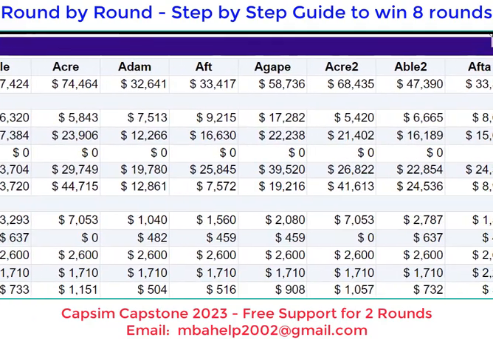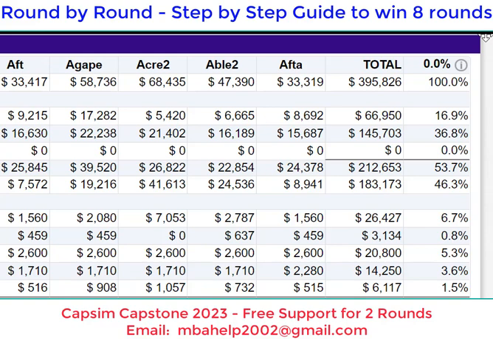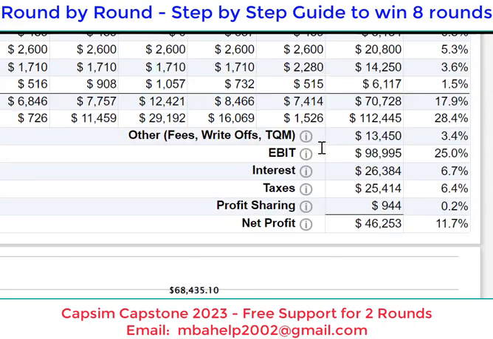And now we see the income statement estimated at 339 million, and also the contribution margin 112, and net profit around 46 million. It is a good result.